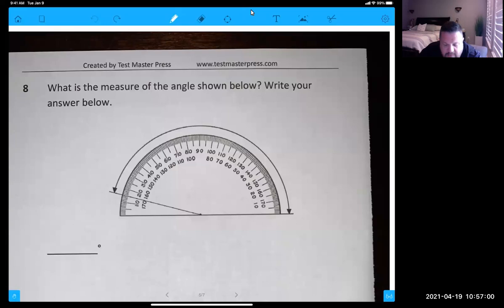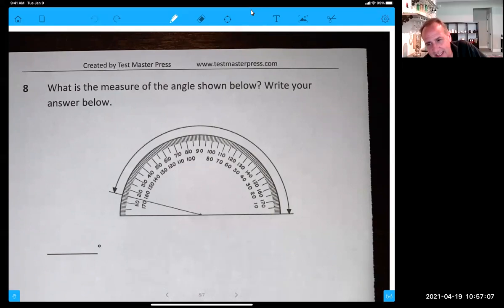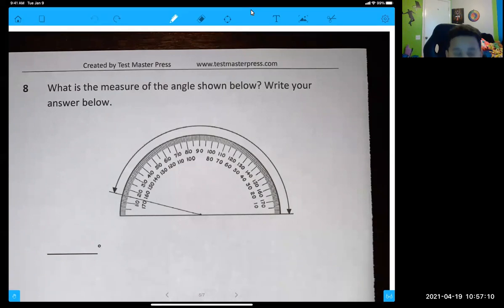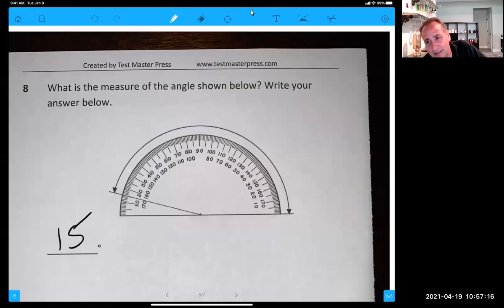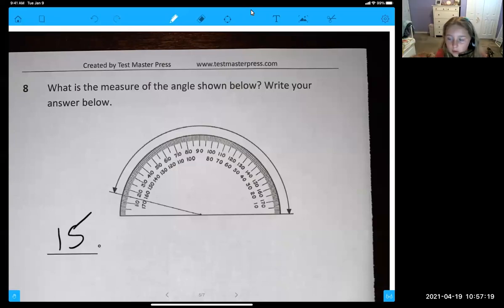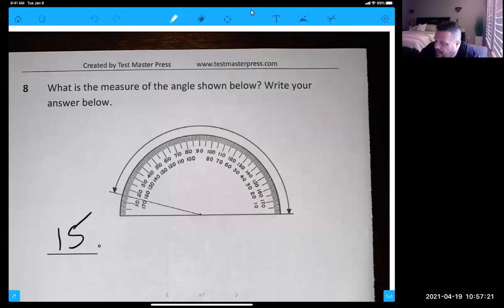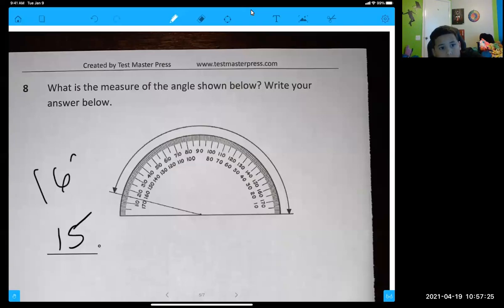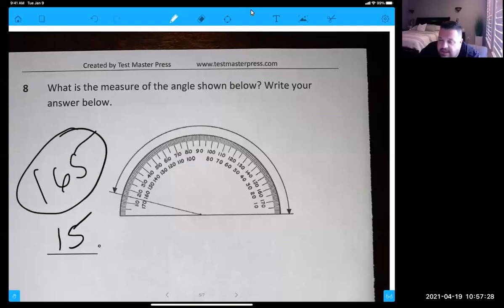I want to see what you guys say because it's still a little confusing to me. What do you think it is, anyone? 15. 15 what? What does that little circle mean? Degrees. Yay! Now, Mr. Spina, it's saying the answer is 165. I don't know about this. Does anybody know? Because it looks like they want us to go this way. Does it matter? This is the angle.